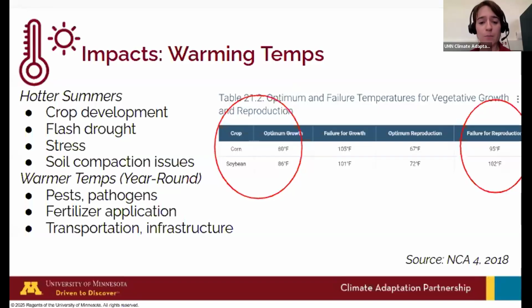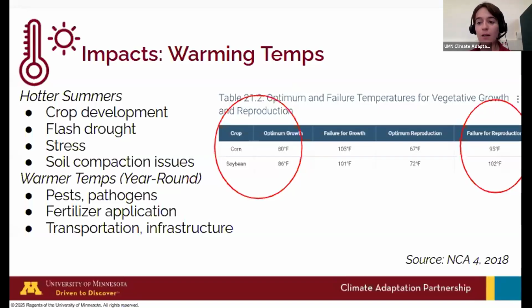If we're thinking about warming temperatures year round, we obviously have to be aware of the increased risks of pests and pathogens that may be moving north or find themselves in Minnesota in suitable conditions than previously experienced. We know that warmer and wetter conditions is a breeding ground that pathogens traditionally like. We expect to see problems with the timing of fertilizer application. We may see people experiencing delays with applying their fertilizer because of warmer temperatures later into the fall season.